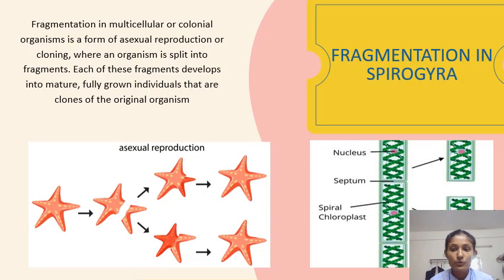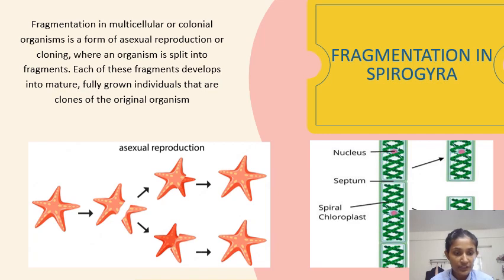Now we move to fragmentation. Fragmentation happens in starfish as well as in Spirogyra. Spirogyra is basically an algae. Now, the name suggests fragmentation. Fragmentation means fragments. Fragments basically mean tukde. Now the parent body divides into pieces or tukde. Now these pieces will grow into the other organism.